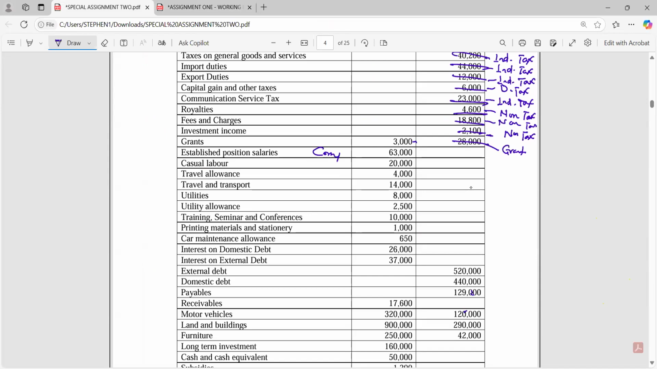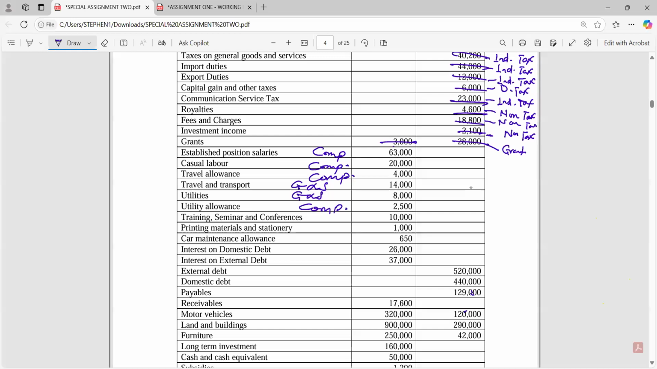This will go to compensation. I've already written this. This will go to compensation. Casual labor, this will go to compensation. I have traveling allowance. This is allowance. So I said all allowance goes to compensation, unless you want to fight with me. So we have compensation. We have T&T, goods and services. We have utility, goods and services. We have utility allowance. Where will it go? Compensation. All allowance goes to compensation.